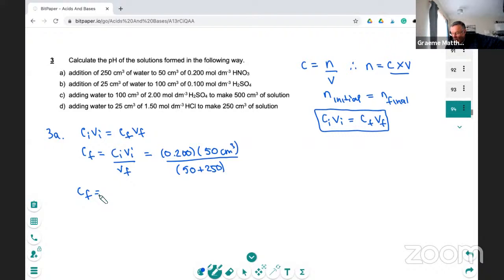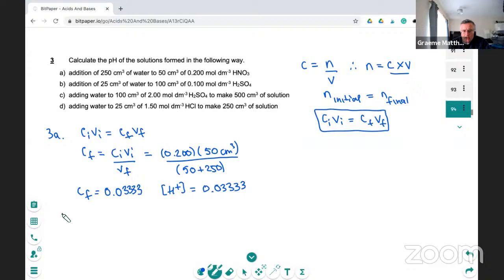I got 0.033. What I'm going to do is take it out to 4 decimal places. I always like to carry one extra digit when I'm doing the calculation, so I totally avoid round off error, and then we can fix this at the end. So the final concentration is 0.0333. Therefore the final hydrogen ion concentration must be 0.0333.